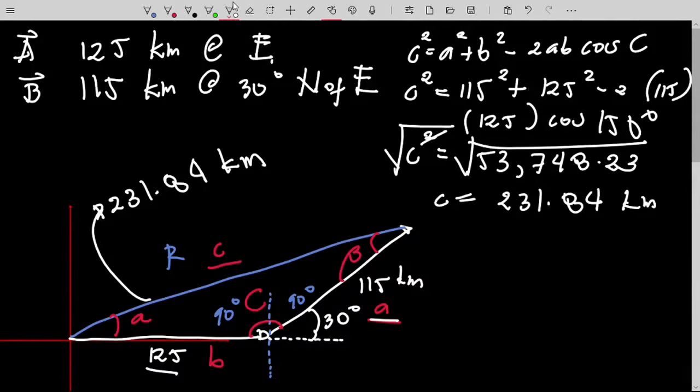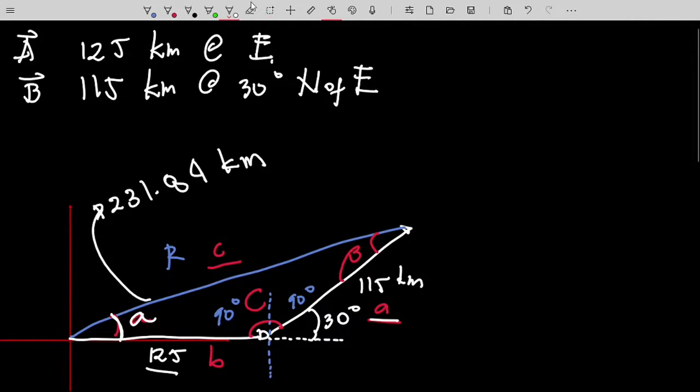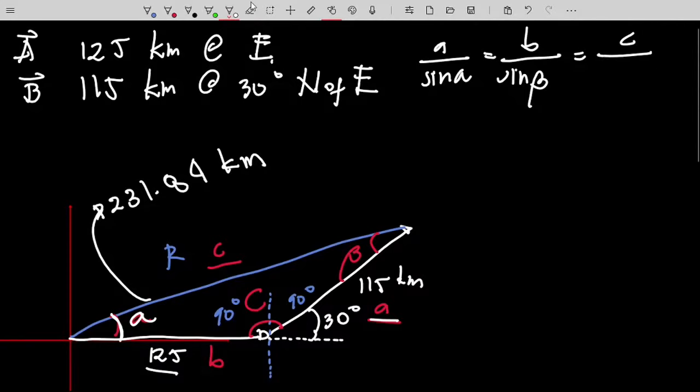Now we want to know the angle of our resultant vector, which is simply your angle A. For an obtuse triangle, instead of using SOHCAHTOA to find the angle, we're going to use the law of sines, which has this formula: side A over sine angle alpha, side B over sine angle beta, and side C over sine angle C. So we have three different sub-formulas here.